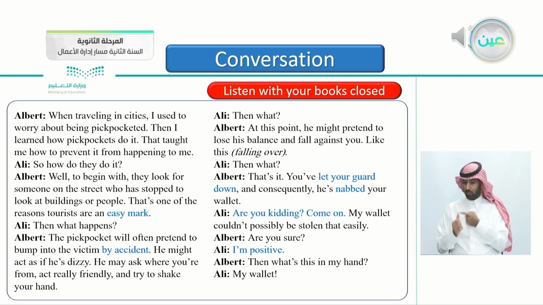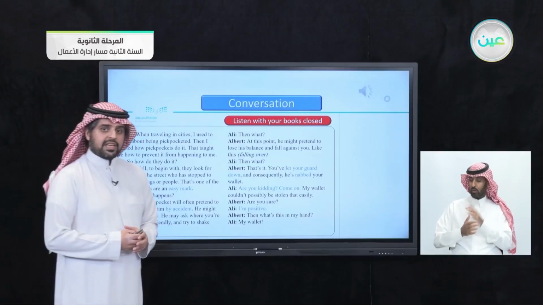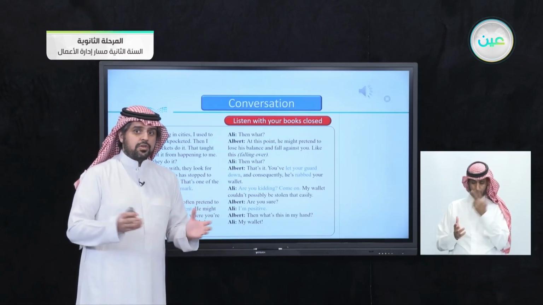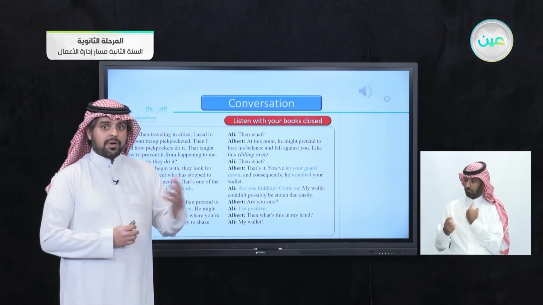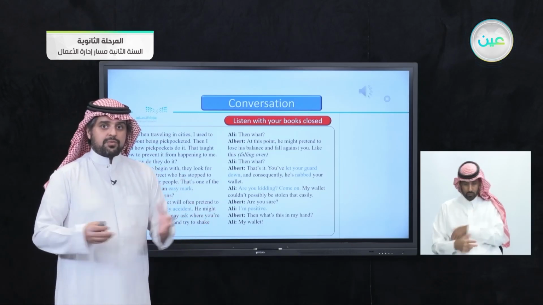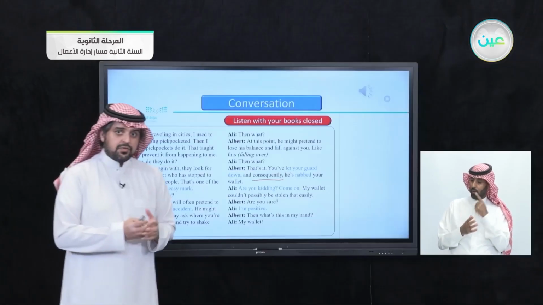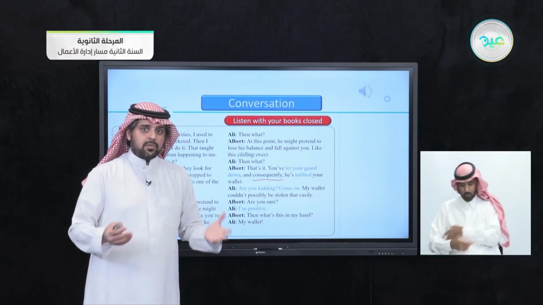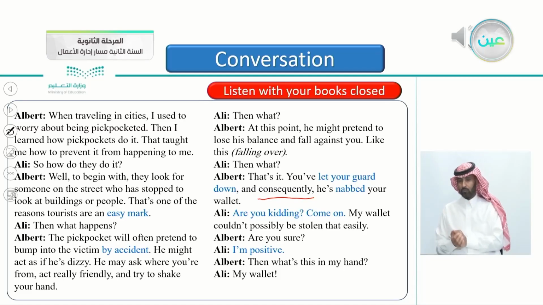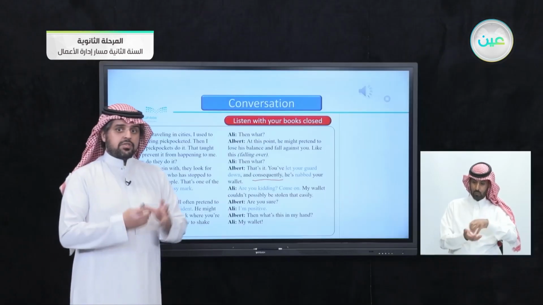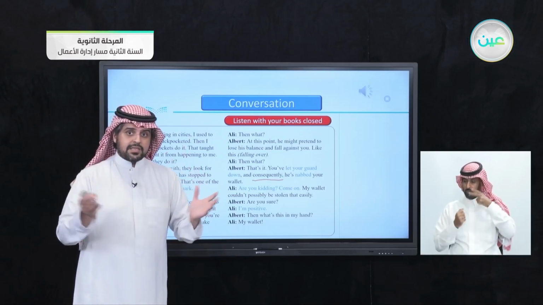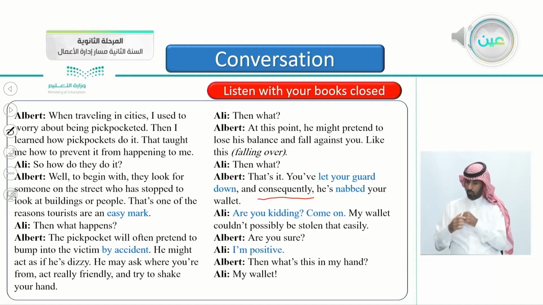So here they're talking about pickpockets and how they steal from you without you noticing. They talk to you or they bump into you, and consequently your belongings are gone. If you see this word here, consequently, it means the result. When someone bumps into you, consequently, because of that bump, they will steal from you. As you see here, Albert says when traveling in cities, so they also make use of the travelers who are stunned because of the buildings. So when they steal from them, they wouldn't notice.